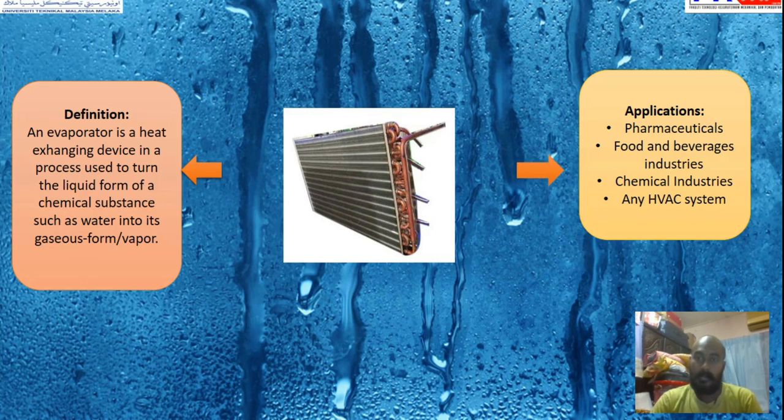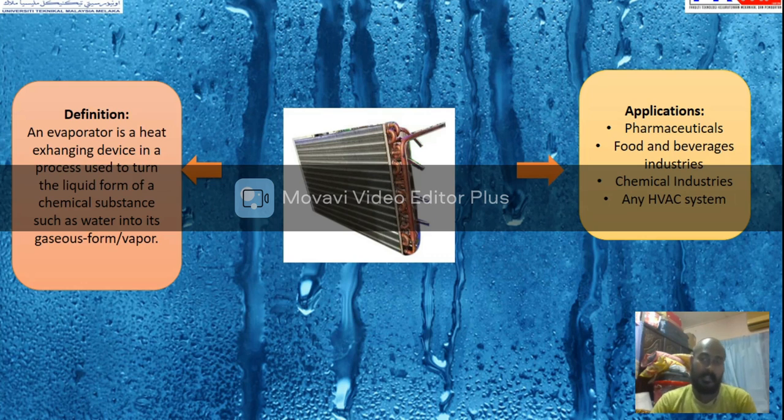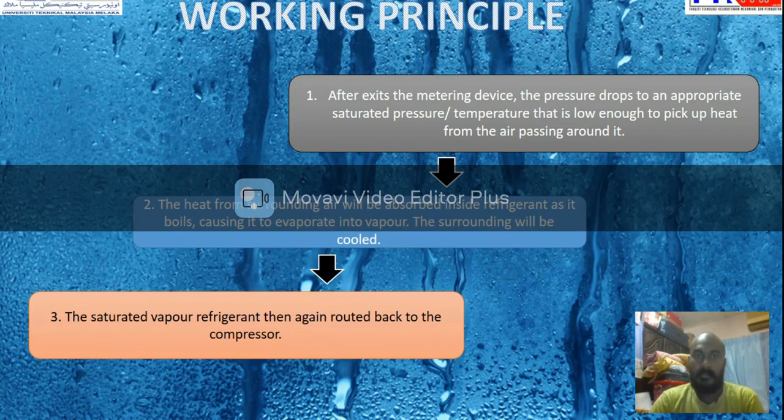There are a lot of applications of evaporators. They are majorly used in pharmaceuticals, food and beverage industries, chemical industries, heating, ventilating and air conditioning systems, and a lot more. Next, I'm going to talk about the working principle.